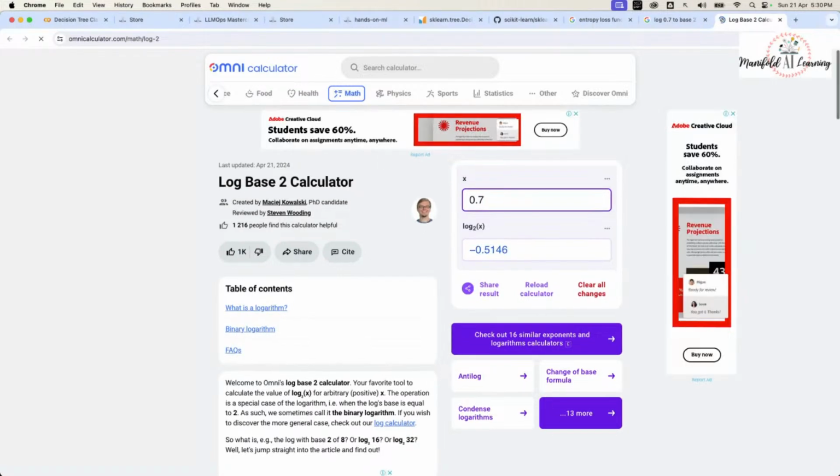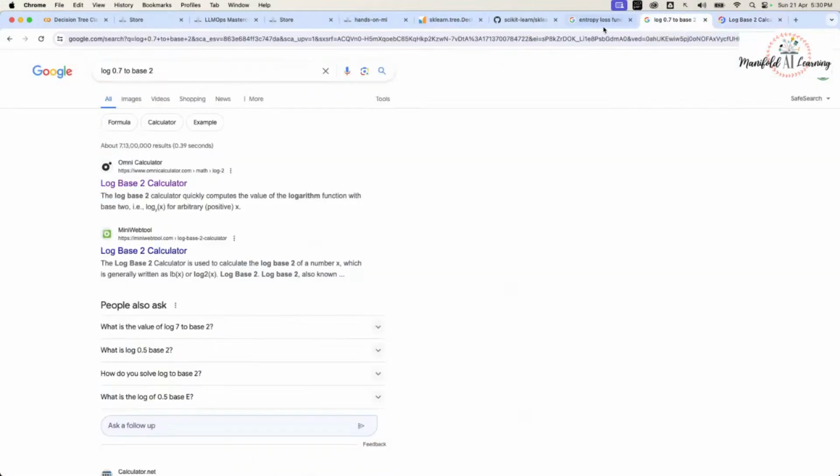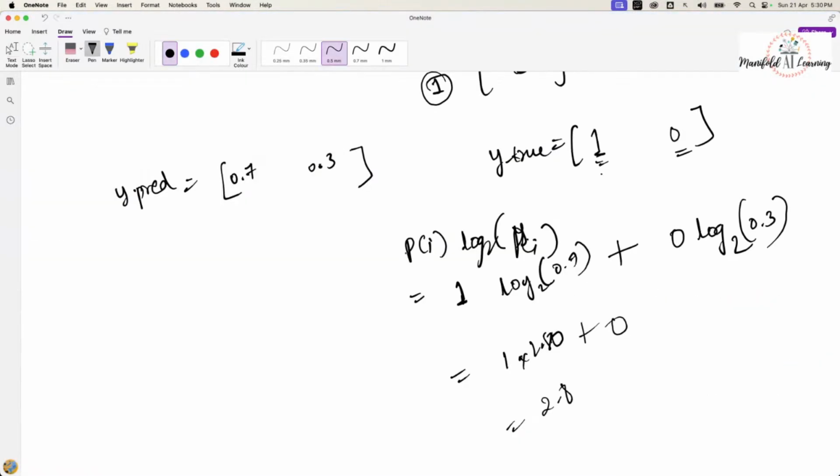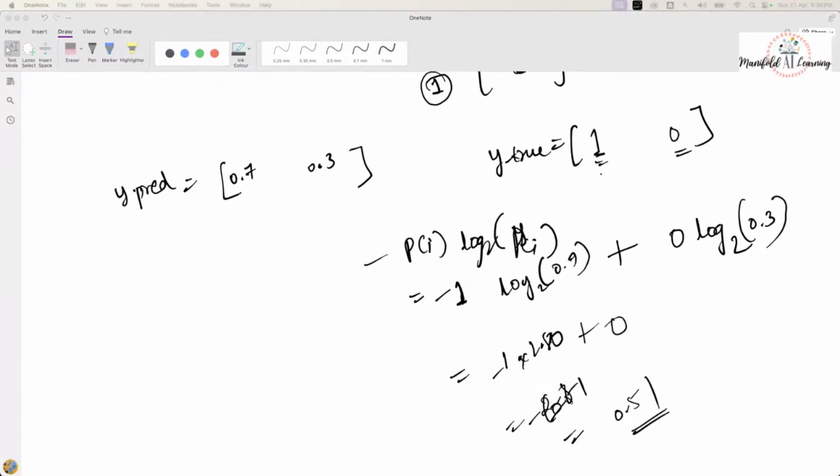It's minus 0.51. The formula that we have is minus of p i, right? So it is minus, minus 0.51, which is nothing but 0.51. So I'm getting the value of entropy as 0.51.